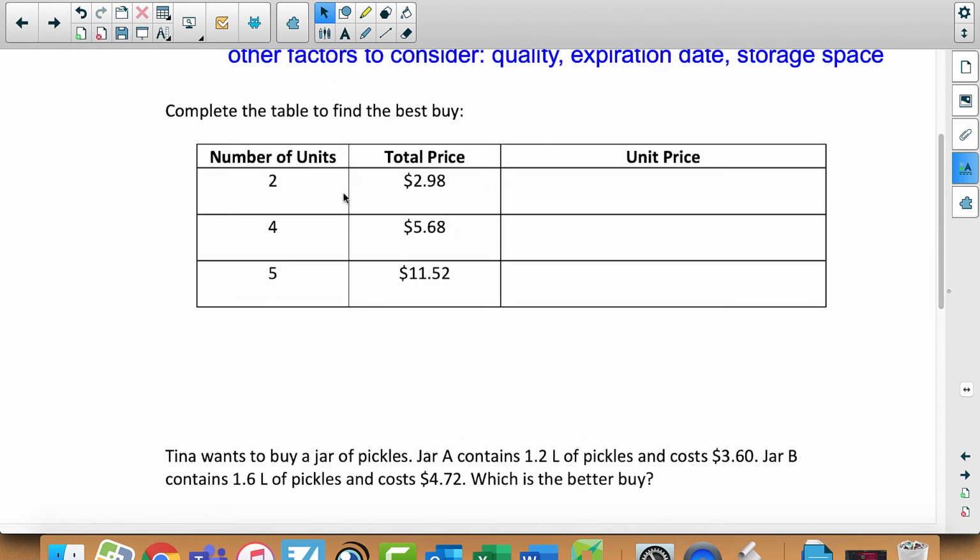For example, here is, I don't know what we're buying here, but you can get 2 of them for $2.98, 4 of them for $5.68, and 5 of them for $11.52. We want to know what the best buy is. Now, often the best buy is the one that's the most, right?